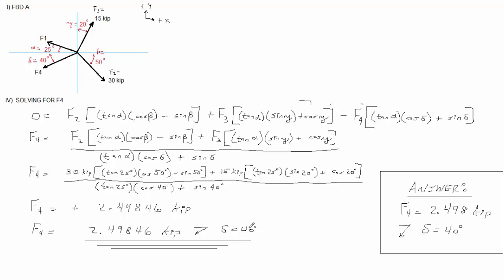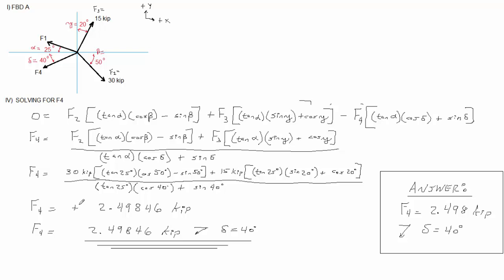Now a couple of notes. In this example, I only solve for F4. To find F1 would be pretty simple. You just take F4 and plug it back into one of your equations, either equation A or B, and you'd be able to find the other variable. Also, you may wonder, well, what happens if we get a negative sign? Well, we're already constrained on our angle.